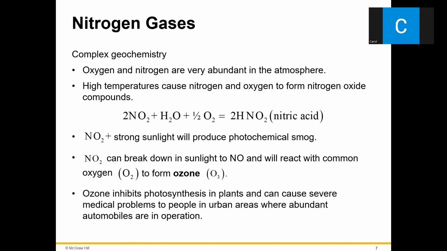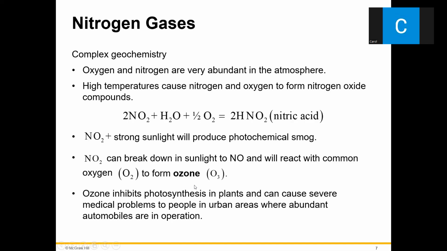Oxygen and nitrogen are abundant in the atmosphere. High temperatures can cause nitrogen and oxygen to form nitrogen oxide compounds, that NOx I was talking about. Nitrogen dioxide and sunlight can produce photochemical smog. And then it can break down in sunlight to nitrogen monoxide and will react with common oxygen to form ozone. So that one extra oxygen takes off and then can connect with this O2, and then you get ozone.